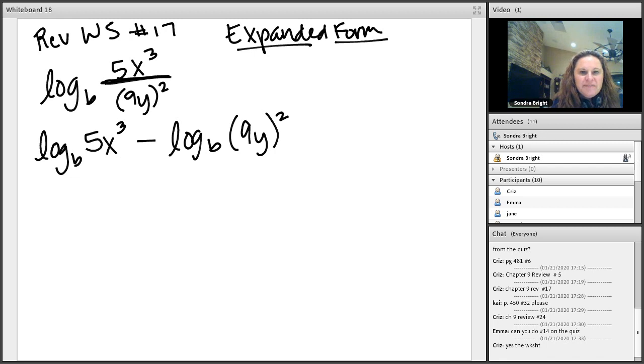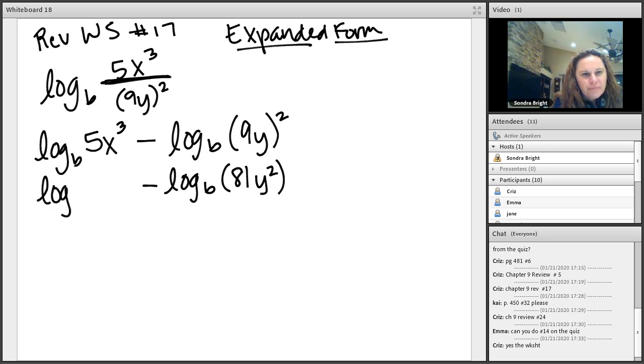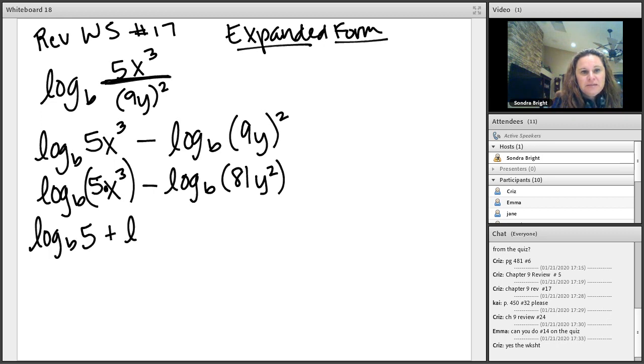Okay. Probably the fastest way to get this done is to go, okay, this is equal to log base b of 81 times y squared. Now to be in expanded form, that means you're even separating a constant from a variable. So I'm going to throw parentheses around there even though it didn't exist before. But you've got a 5 times x cubed, so you can separate those. Log base b of 5 plus log base b of x cubed.